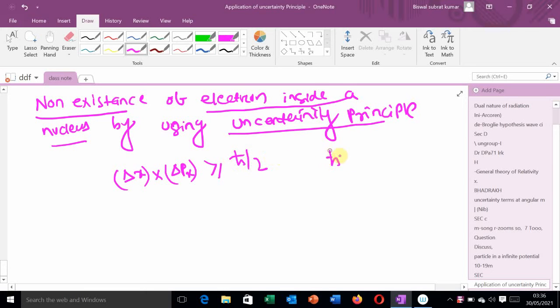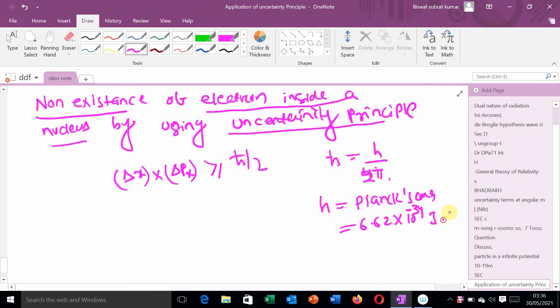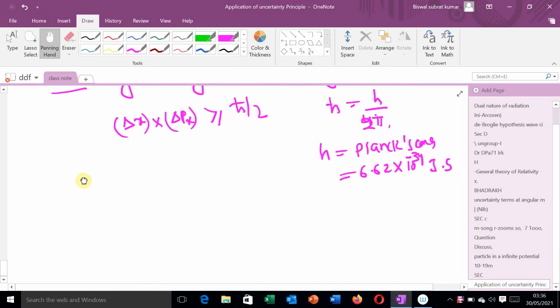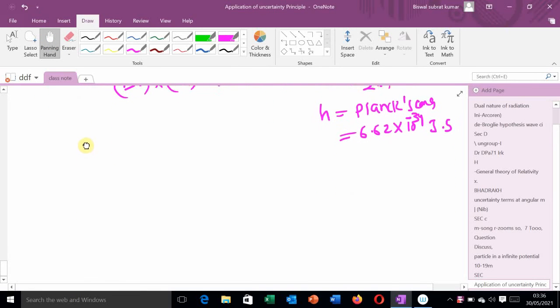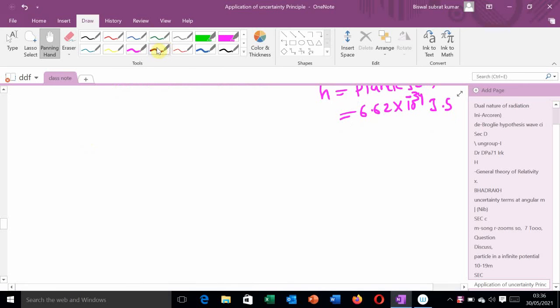Where h cross is actually h by 2 pi, and h is Planck's constant. It has a value of 6.62 into 10 to the power minus 34 joule into second. We can prove that the electron cannot stay inside a nucleus by using the uncertainty principle. For that, you just assume that the electron stays inside the nucleus.